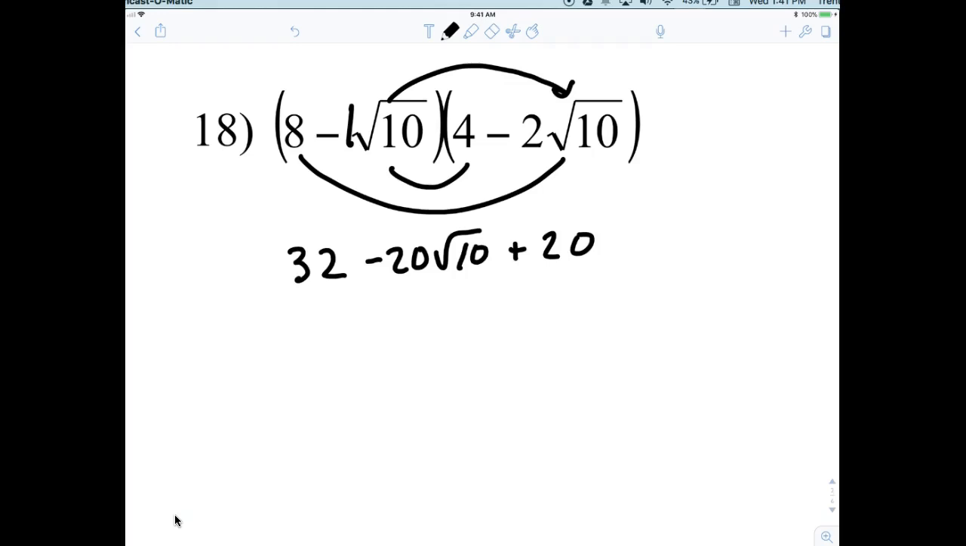So 10 times 2 is 20. Everybody good with that? So now we're combining terms, right? So 32 plus 20. There we go. Simple. 52 minus 20 radical 10. Yes, sir.